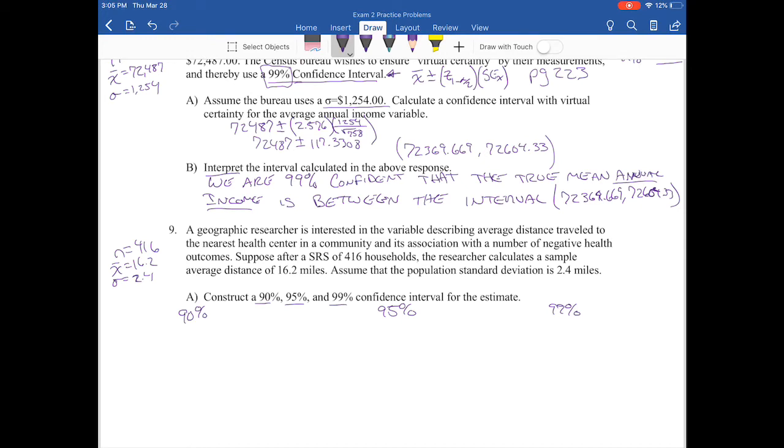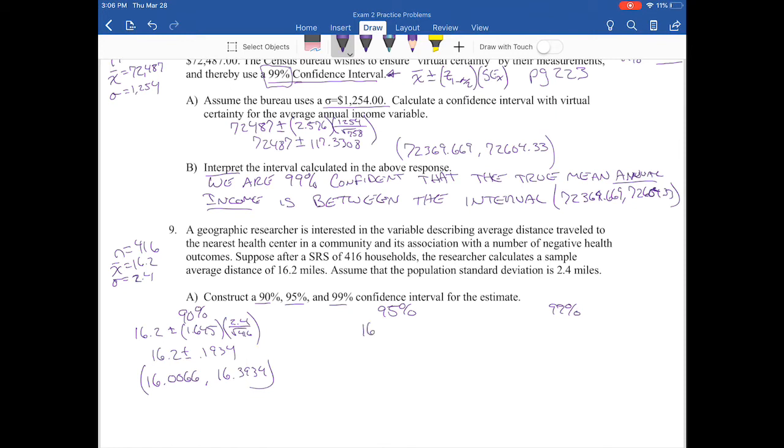So I'm going to set this up very quickly. At 90%, you're going to have 16.2 plus or minus your 1.645 times your standard error of x, which is 2.4 over the square root of 416. Reduce this down, 16.2 plus or minus 0.1934, which is going to give you the interval of 16.0066 to 16.3934. So remember, you always want to put these in ascending order from least to greatest.